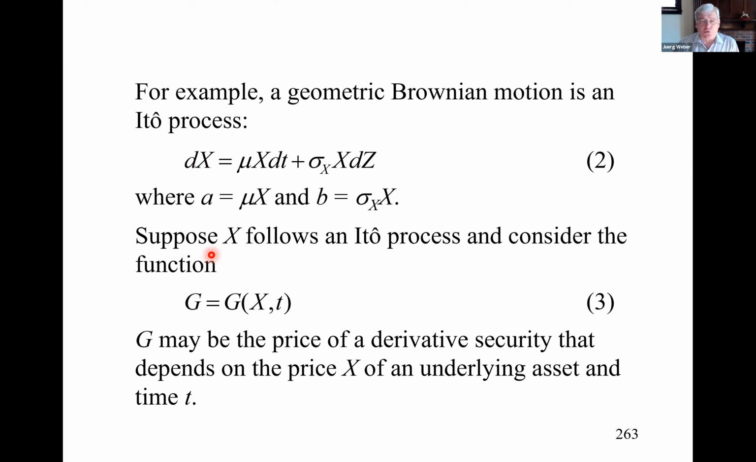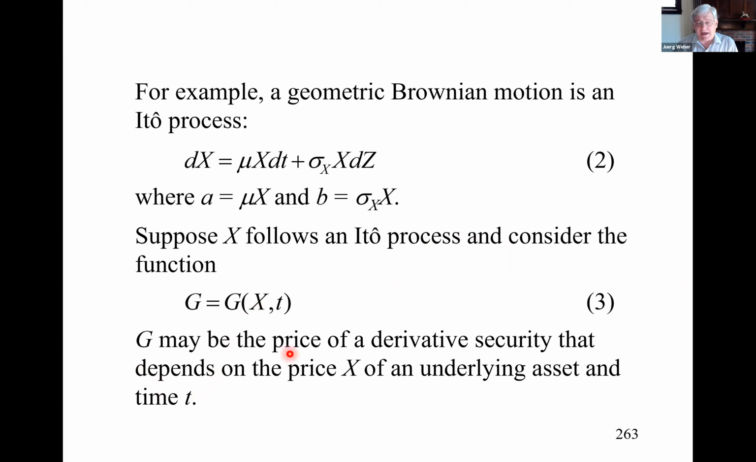So let's now assume a variable x follows an Ito process as given in equation 1, and let's now consider the function g of x. So what is the process of the variable g, if the variable x follows an Ito process? So that's a purely mathematical problem. But it also has an interesting economic application here.